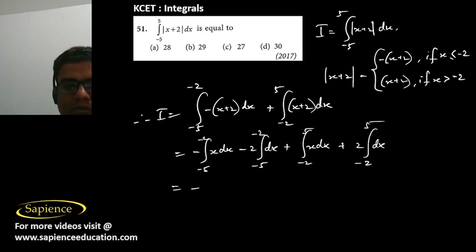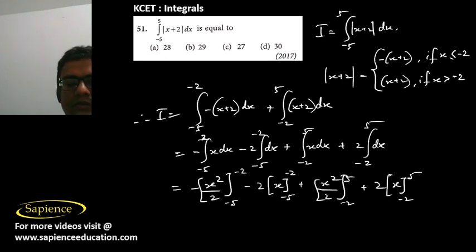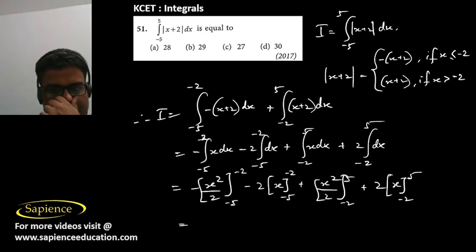This will be minus of x square by 2, that will go from minus 5 to minus 2. Minus 2 integral dx is x from minus 5 to minus 2, plus this is x square by 2 from minus 2 to 5, plus 2 into integral dx is x from minus 2 to 5.